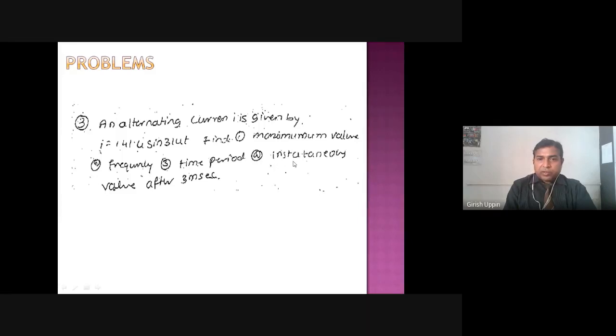And next one is the instantaneous value after 3 milliseconds. So you have to put 3 millisecond, and time is always in seconds, so 3 into 10 raised to minus 3. Substitute 3 into 10 raised to minus 3. This will be taken as radians. Take the sine of that angle and multiply with 141.4. We get the current after 3 milliseconds.